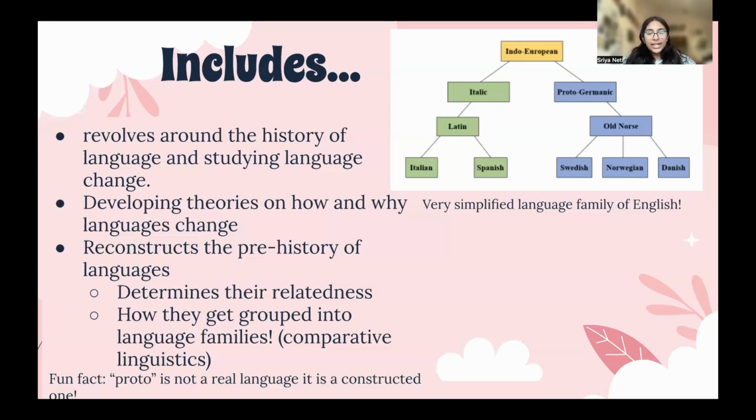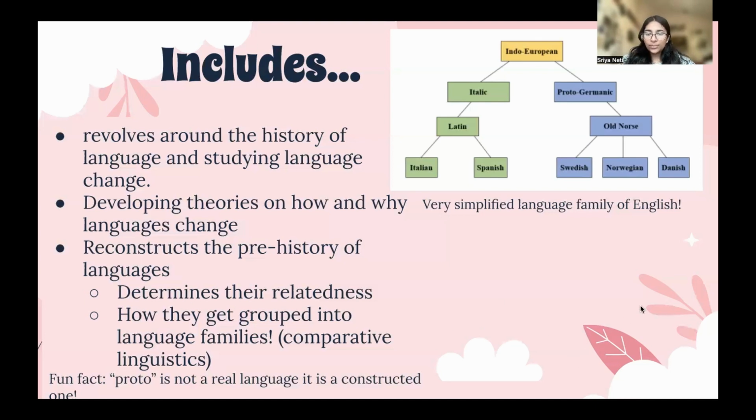And historical linguistics also includes reconstructing the prehistory of languages. So by reconstructing the prehistory of languages, you can determine the relatedness of two different languages. And by determining the relatedness of how these languages are similar and different, you can actually group them into language families. And the part of historical linguistics that groups things into language families is known as comparative linguistics.